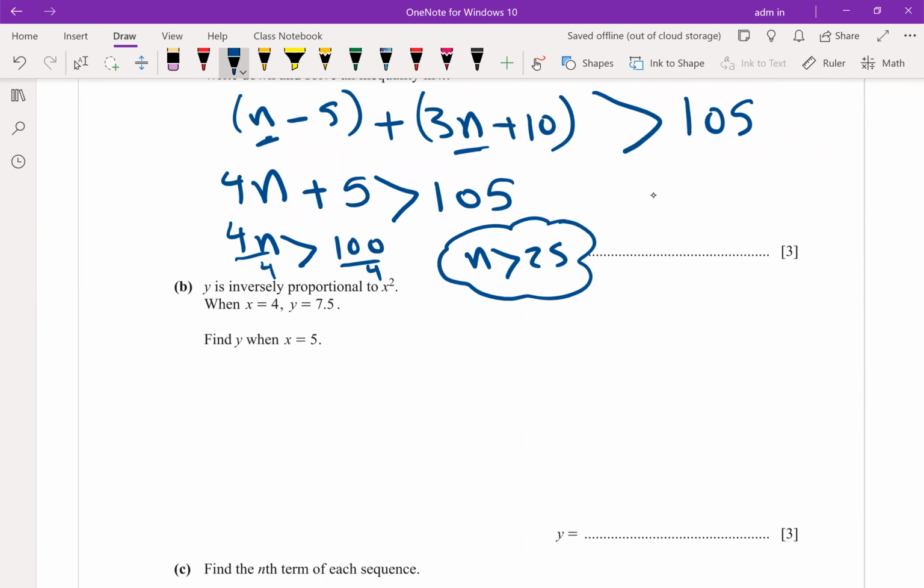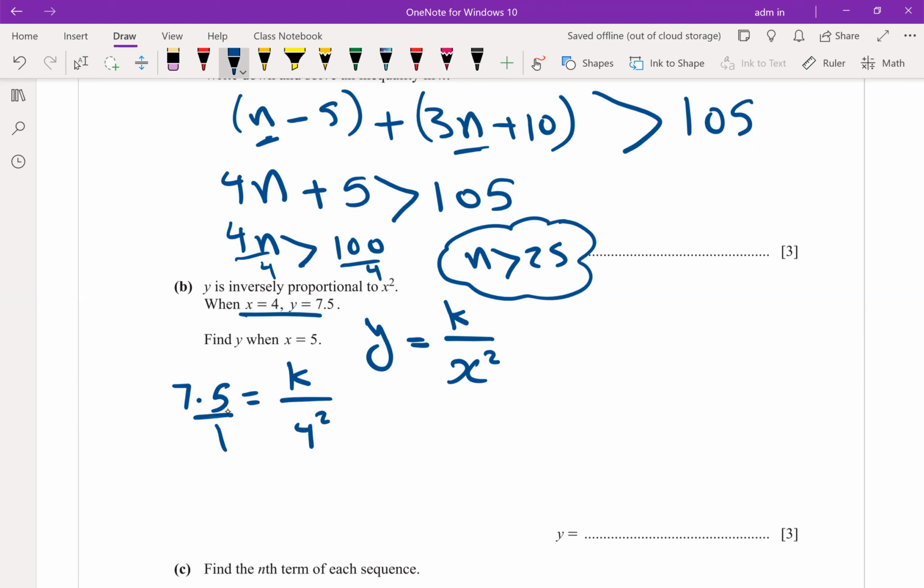Inversely and directly proportion. When it's written y directly, it will be k times, k multiply. But if it is inversely, k divide. Y inversely means k divide. Divide by what? X squared. How can I find the k? Substitute the x and y given. Remove y and write 7.5, k over x is 4 squared. Cross multiplication. Find the value of k. What is the value of k?